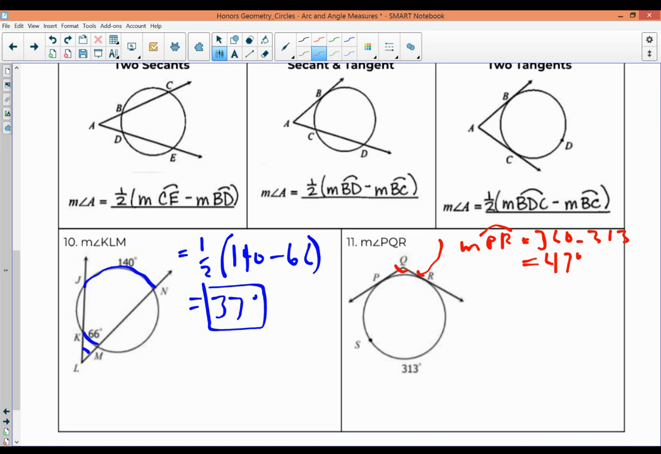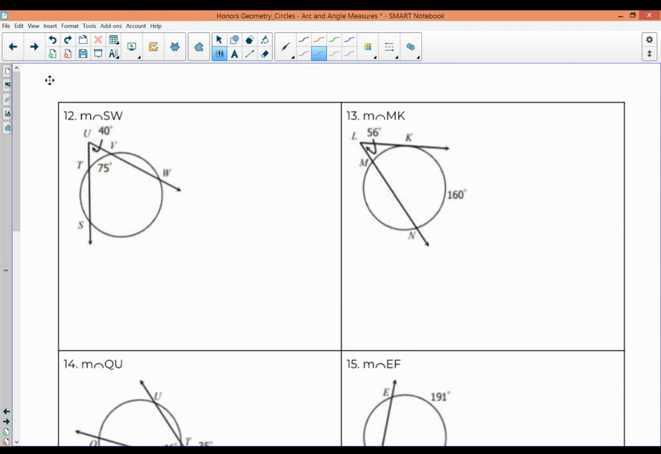So then when we find the angle measure, that's going to be half of 313 minus 47. Half of 313 minus 47 is 133 degrees. Okay, moving right along.